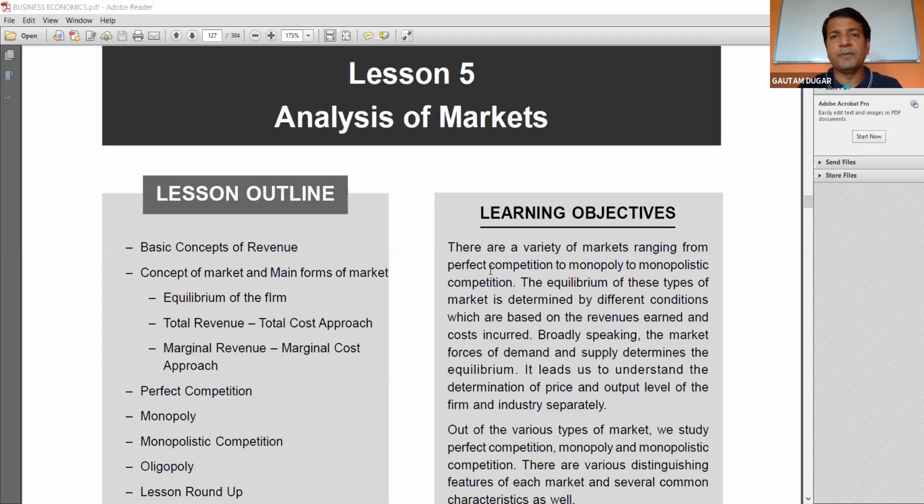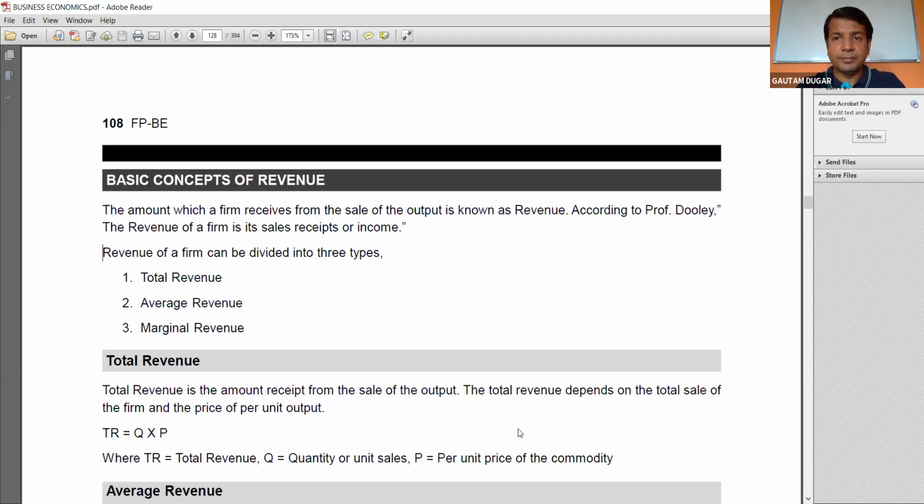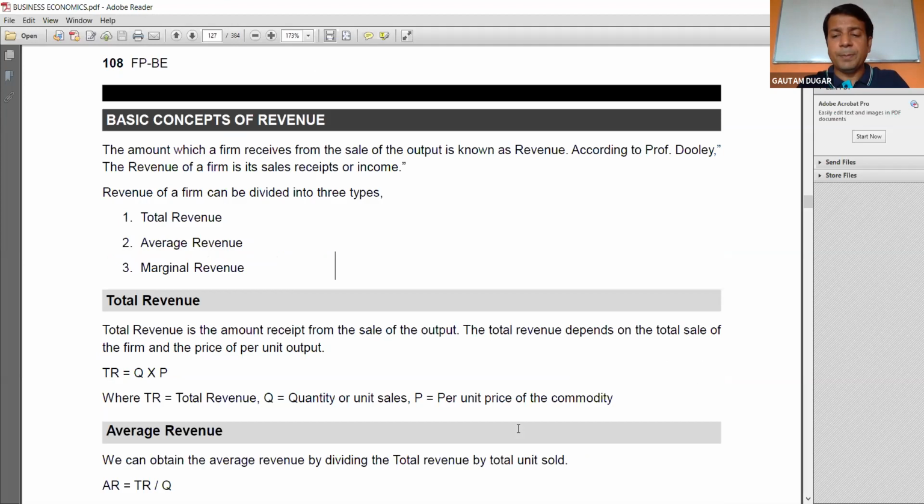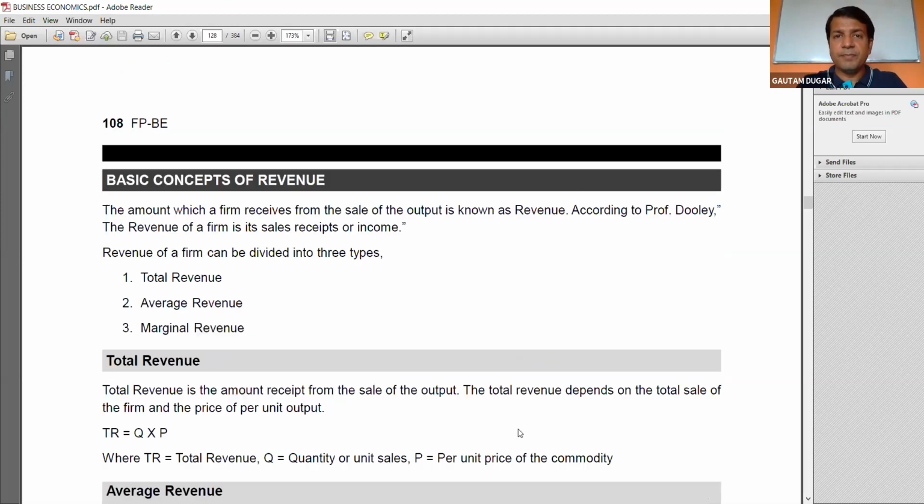In this topic, basically, first we'll be discussing revenue, and then the different types of market and the profit maximization philosophy. Revenue, we all know, is the amount derived by selling a product or by rendering a service. The amount which a firm receives by selling a product or by rendering a service, that's called revenue. And there are 3 concepts of revenue: total revenue, average revenue, and marginal revenue.